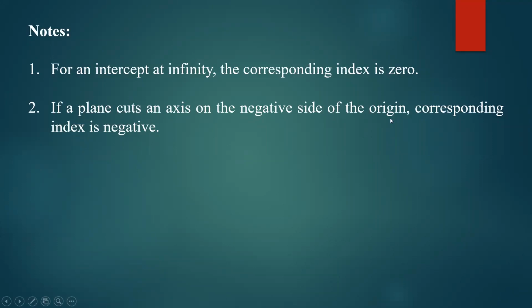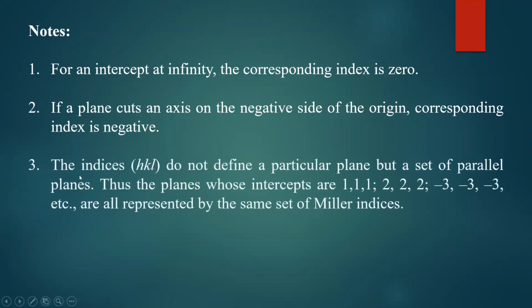Okay. If you imagine some origin, if the plane cuts on the negative side of the origin, the corresponding index is going to be negative. So a negative sign you can get while finding the Miller indices. Miller indices can be positive or negative also, based on the intercept of the crystal plane.